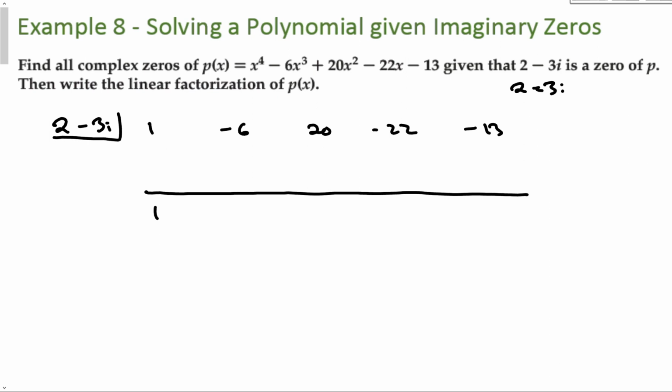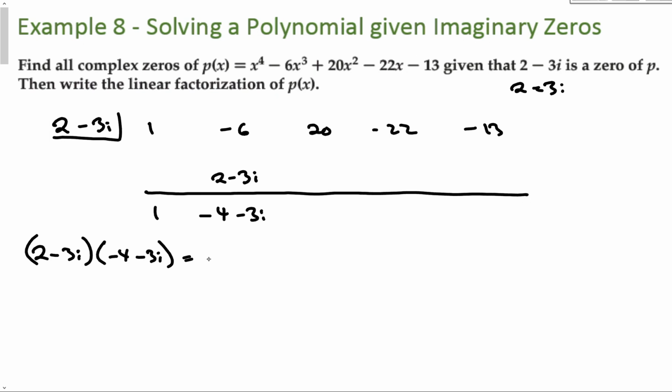Okay, so bring down the 1 and you multiply. So that turns into 2 minus 3i. Now remember, when you add real and imaginary numbers, only the real parts combine. So this turns into negative 4 minus 3i. However, now we must multiply 2 minus 3i times negative 4 minus 3i. Remembering, of course, to FOIL those two polynomials together.